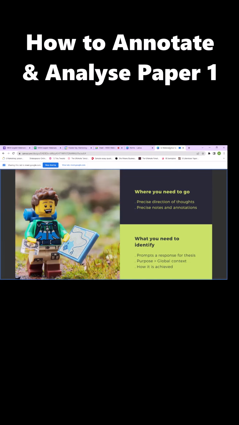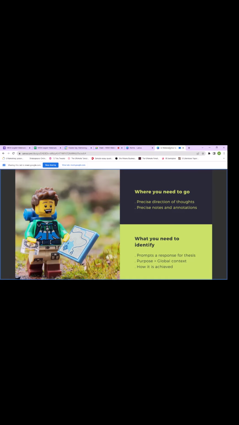The reason this is so important, and I cannot emphasize this enough, is because it tells you exactly where you need to go. If you're that student who goes into your paper one, and by the time you're actually writing your commentary, the time you're writing your essay, you are feeling overwhelmed and lost, that's because you're not doing this properly. You should never feel overwhelmed and lost.